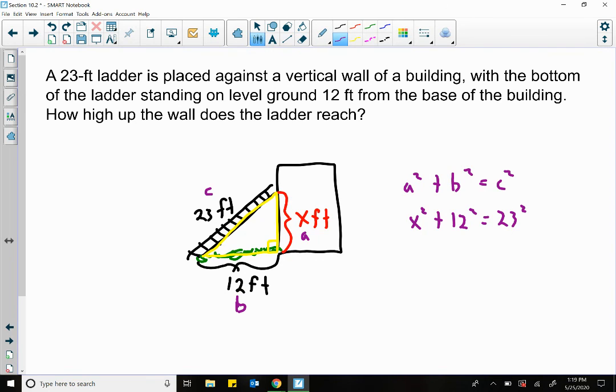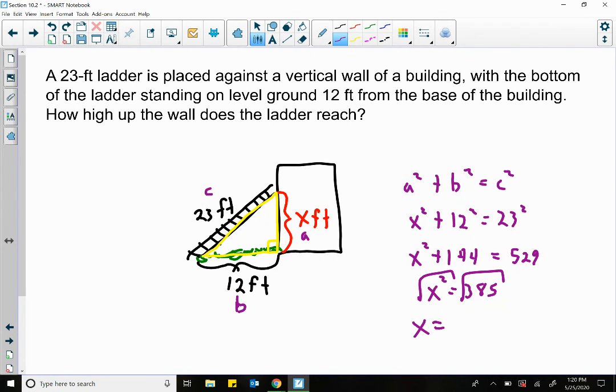Okay? So 12 squared is 144. That should be a plus, not a minus. 23 squared is 529. So because you have a leg and a hypotenuse, you're going to have to subtract. I don't know why I said 144 squared. That shouldn't be there. Sorry. So we're going to take 529 minus 144. And so we will have x squared equal to 385. Last thing, square root, square root.